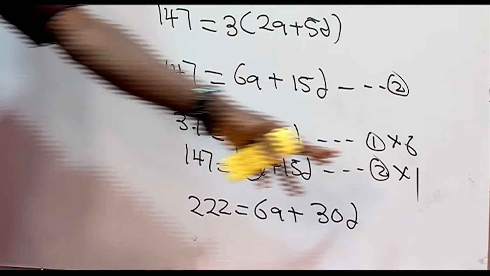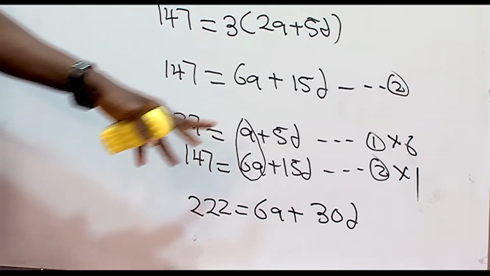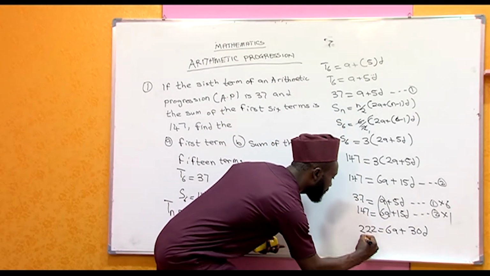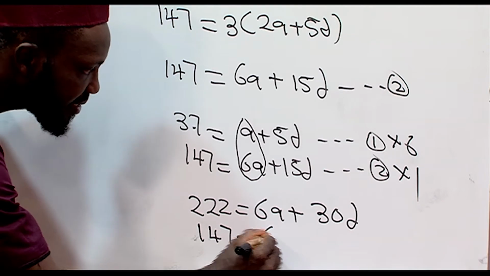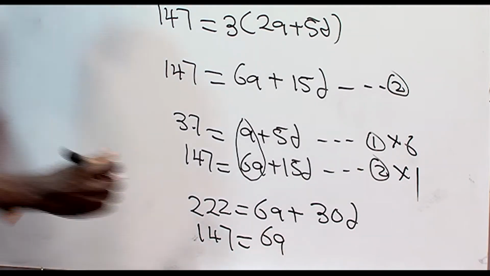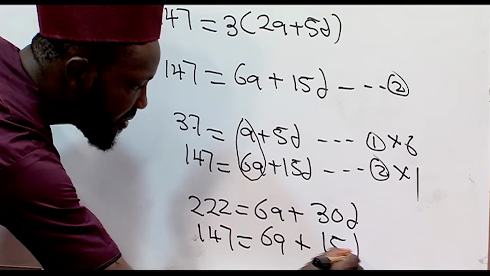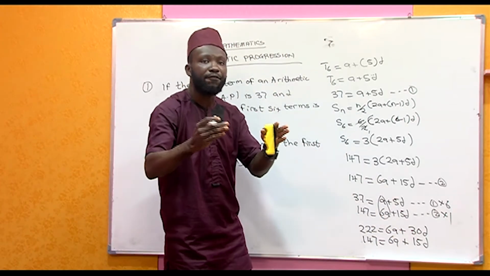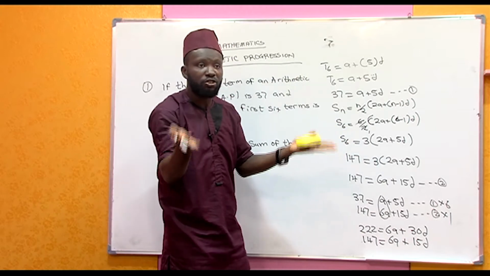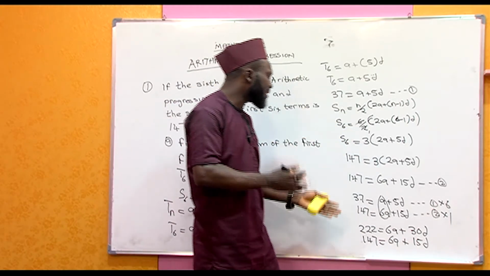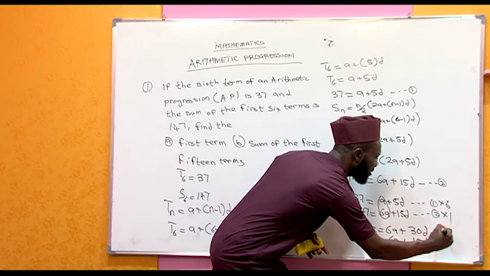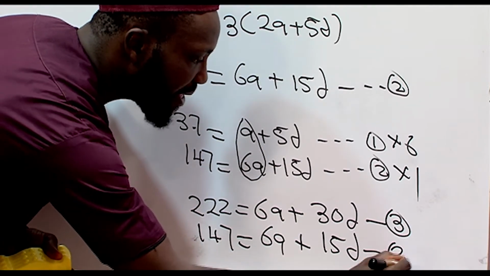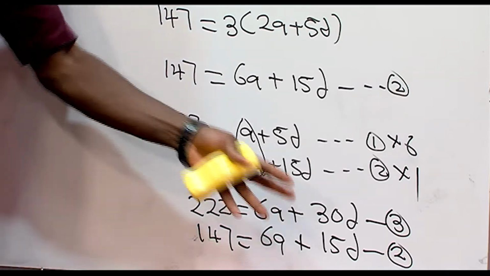Then the second one, since it is 1, if I use 1 to multiply through this equation, the equation will still remain the same, which means 1 multiplied by 147, we have 147 = 6a plus 15d. Now from here, we can see that the coefficients of a are now the same, and it will be easier for us to use the elimination method. And how are we going to eliminate this? Either I subtract, but before I continue, this is now going to be my new equation, which is equation 3. I can still name this one as my equation 2.